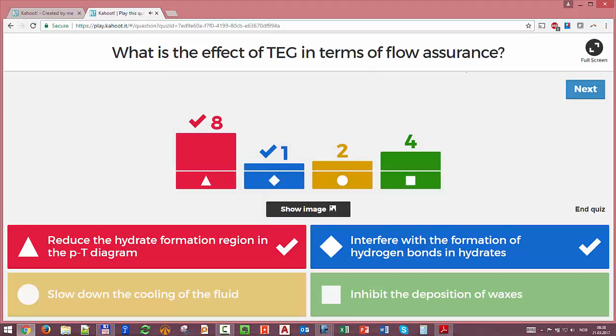So basically the main effect of the inhibitor is that you try to reduce that region. It does it by avoiding that the molecules of water position themselves in that special configuration that gives hydrates. Okay, so the other thing is to slow down the cooling. Unfortunately, we don't have any chemical that allows us to do that. That's something the industry has looked into, but the only way to slow down the cooling is to improve the insulation or to use heat tracing. And the deposition of waxes has nothing to do with the chemical inhibitor.